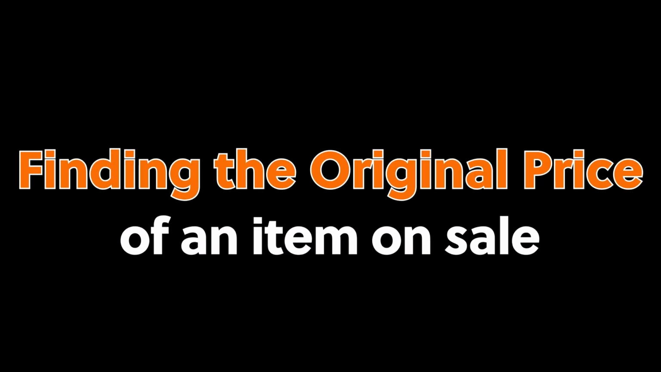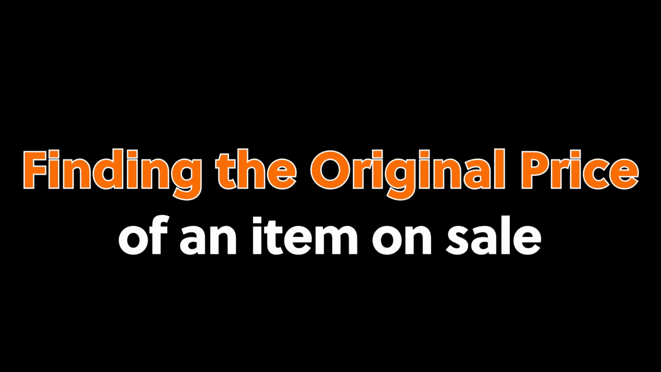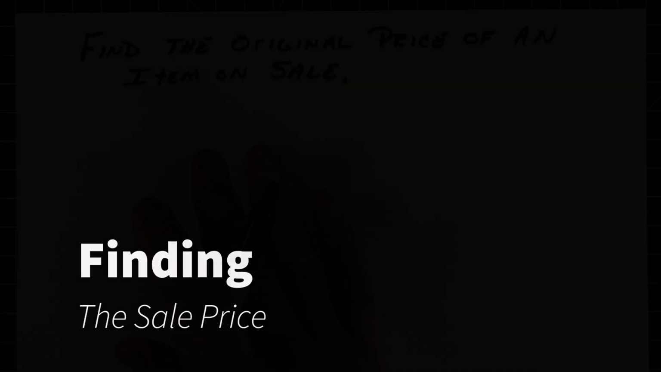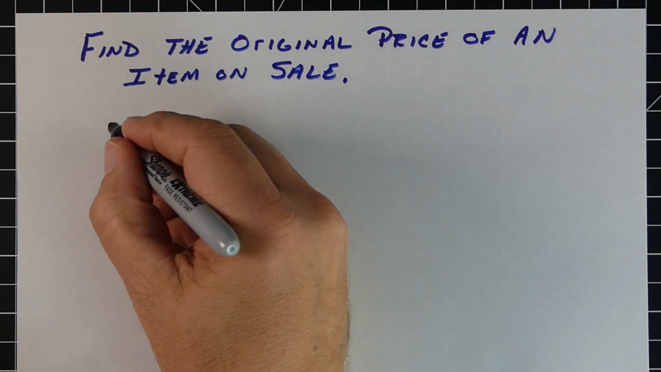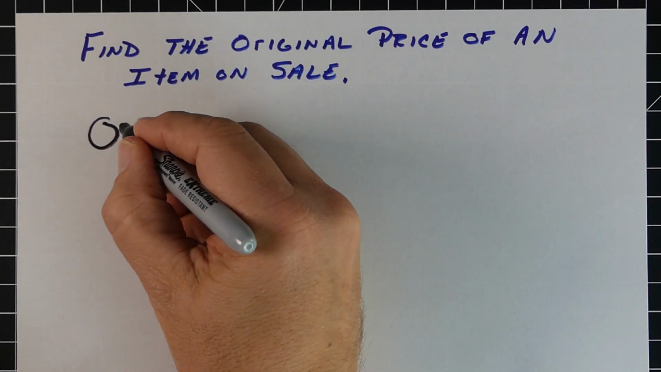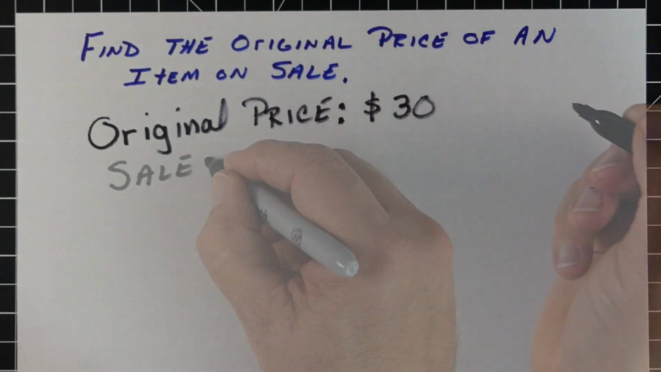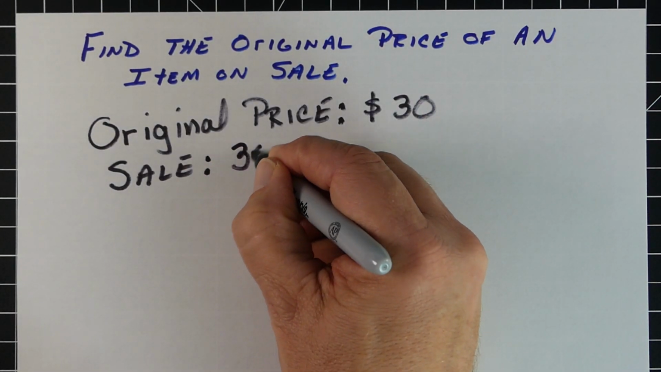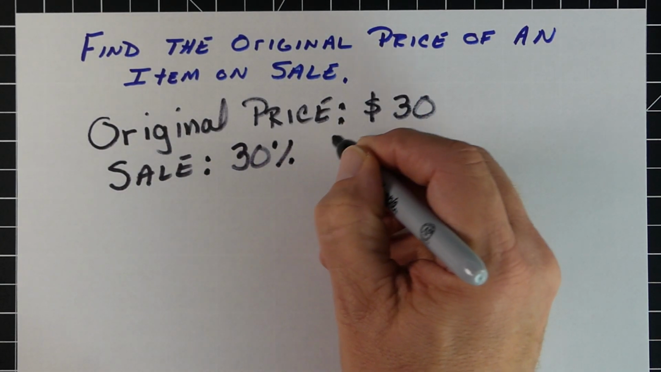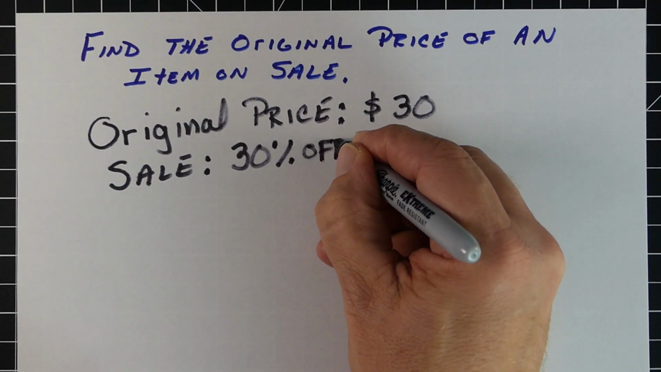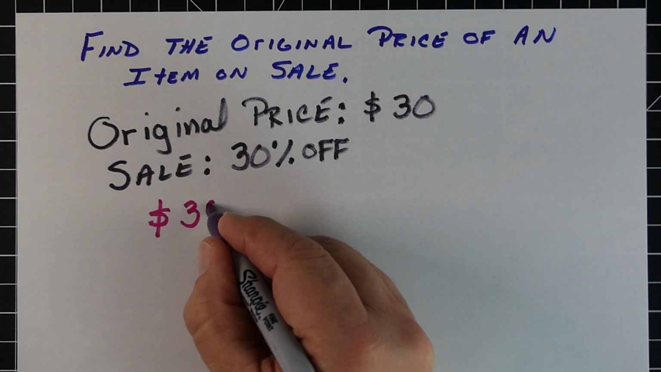All right, in this video, we're going to look at how you can find the original price of a sale item. So first of all, let's look at how you can find an actual sale price of an item. So let's say we're at the store and we have a price of an item that is $30. So our original price is $30. And it happens to be on sale for 30% off. So a 30% discount. What we would do is try to find out how much we're going to save.